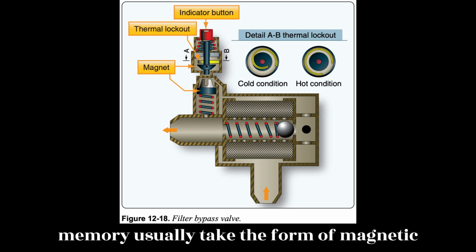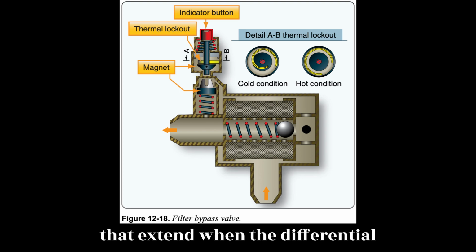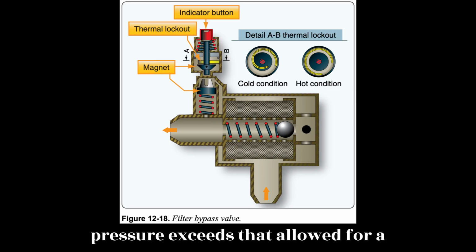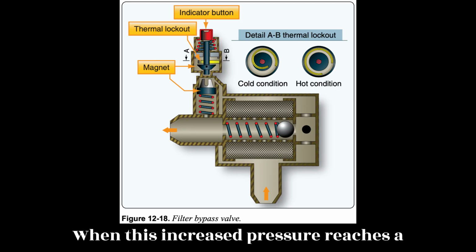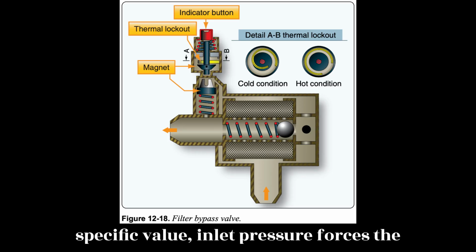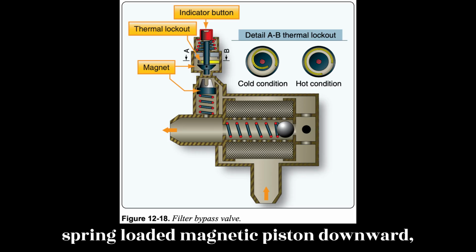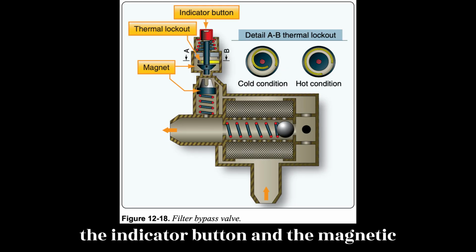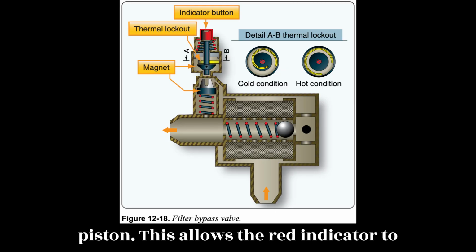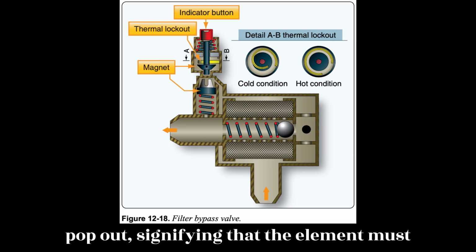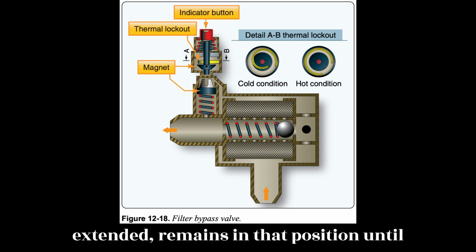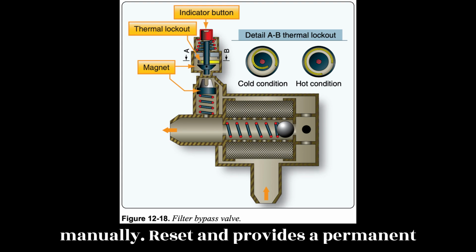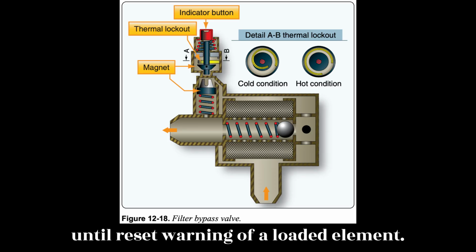Visual indicators with memory usually take the form of magnetic or mechanically latched buttons or pins that extend when the differential pressure exceeds that allowed for a serviceable element. Figure 12-18, top. When this increased pressure reaches a specific value, inlet pressure forces the spring-loaded magnetic piston downward, breaking the magnetic attachment between the indicator button and the magnetic piston. This allows the red indicator to pop out, signifying that the element must be cleaned. The button or pin, once extended, remains in that position until manually reset and provides a permanent, until reset, warning of a loaded element.